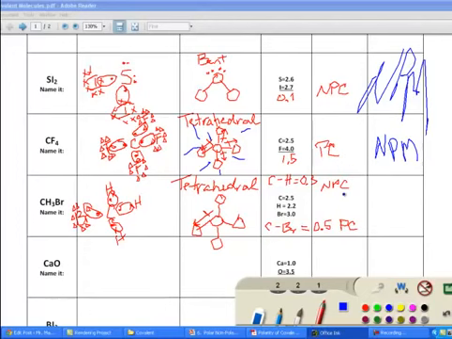Now, carbon trihydride monobromide, this was an evil question, because we actually had two types of bonding going on here. We had a carbon to hydrogen bond and a carbon and bromine bond. And the carbon to hydrogen bond is 0.3 difference in electronegativity, so that's an NPC, that's a nonpolar covalent bond. But the carbon to bromine bond is 0.5, and that's a PC.